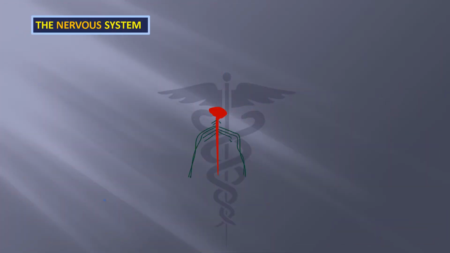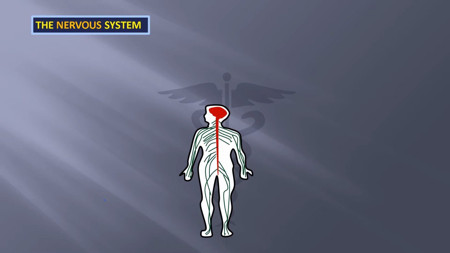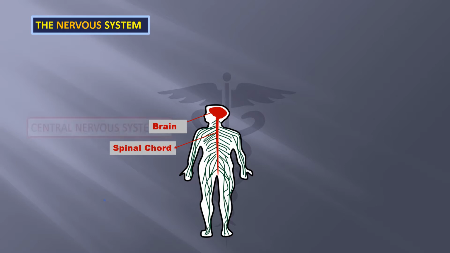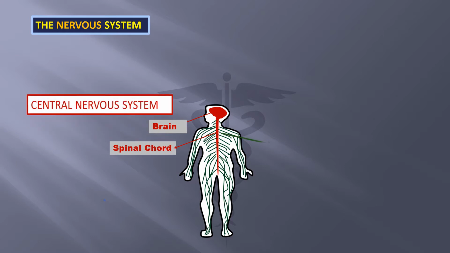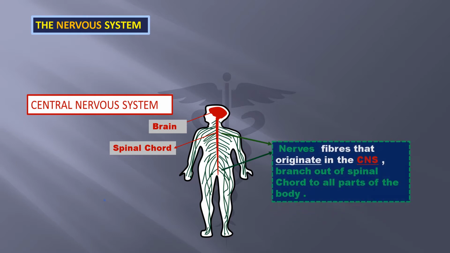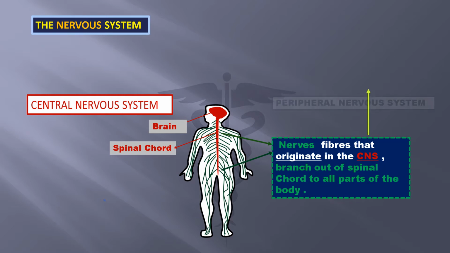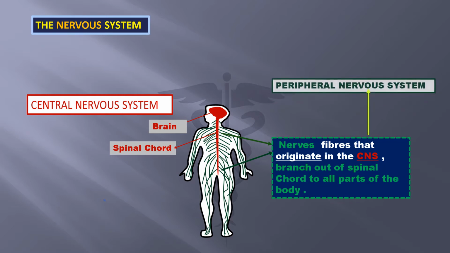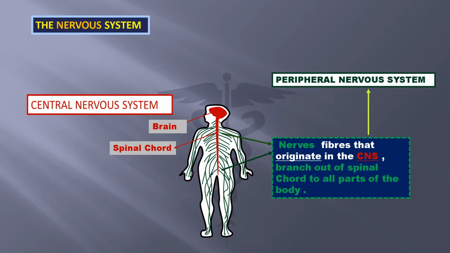Let me draw the nervous system in our body. Keep an eye on the red area and the green lines. We have brain here below the spinal cord. These two form the central nervous system. Nerve fibers originating in the central nervous system branch out of the spinal cord to all parts of the body and form the peripheral nervous system.